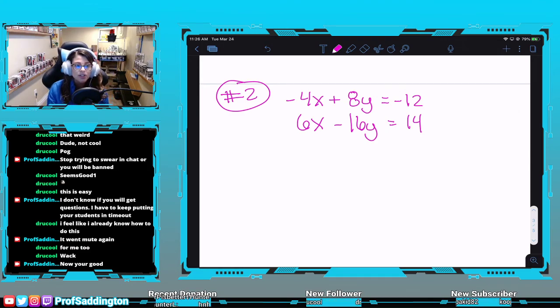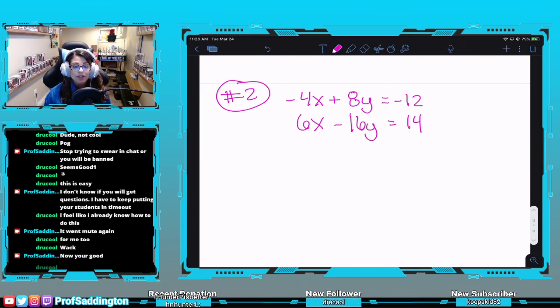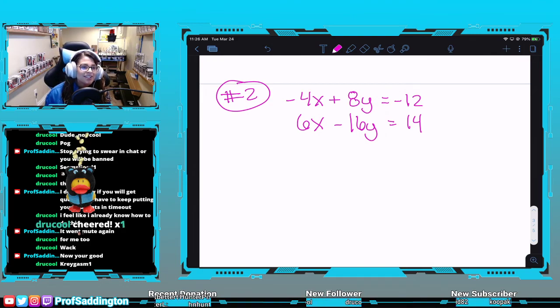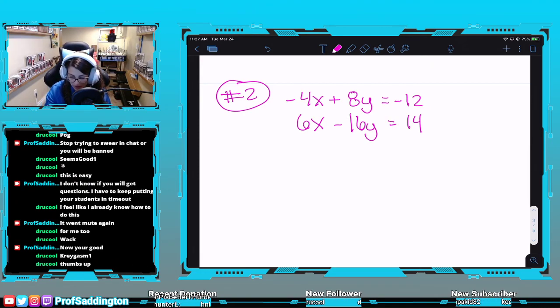All right. So as I said, the x's are not as easy to eliminate, so I'm going to choose the y's because, thanks for the cheers. That sounds so fun. So for the y's, all I have to do is multiply 8 by 2, and I get to 16, and their signs are already opposite, so that's super convenient. So I'm going to leave the bottom equation alone, and I'm going to multiply the top one just by 2.